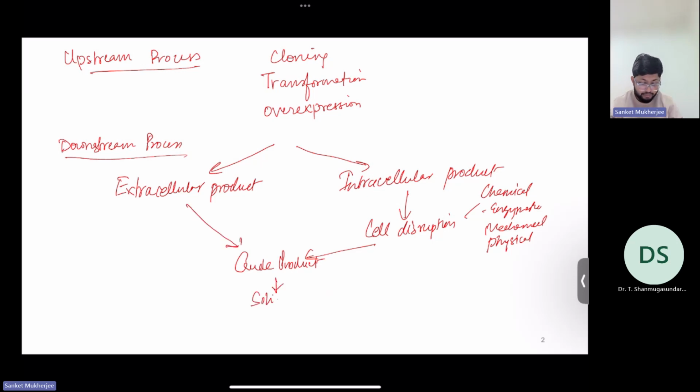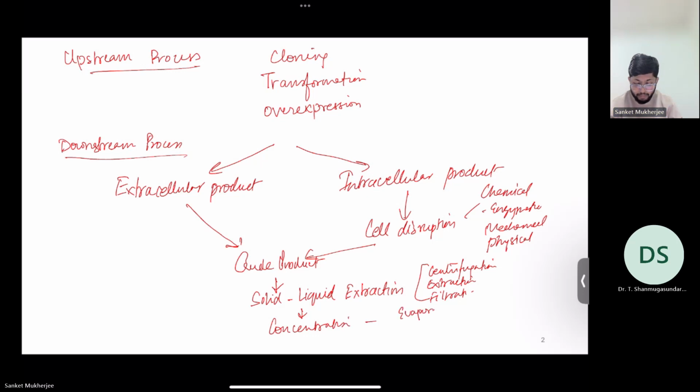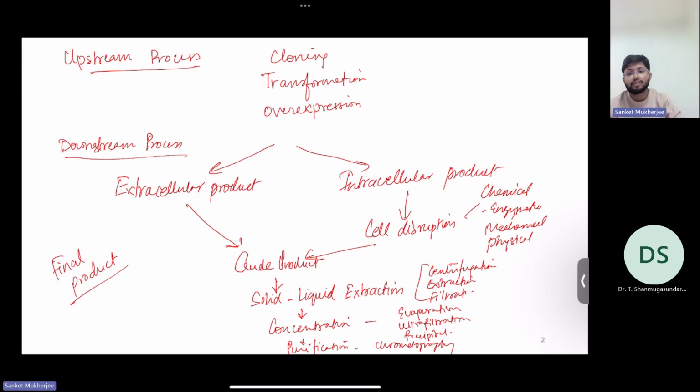Then there is solid-liquid extraction, which can be done by centrifugation, extraction, or filtration. Then we go for concentration. For that, we can go for evaporation, ultrafiltration, or precipitation. Then we go for purification using chromatographic techniques. That is the main thing. And then we get the final product, which is the enzyme.